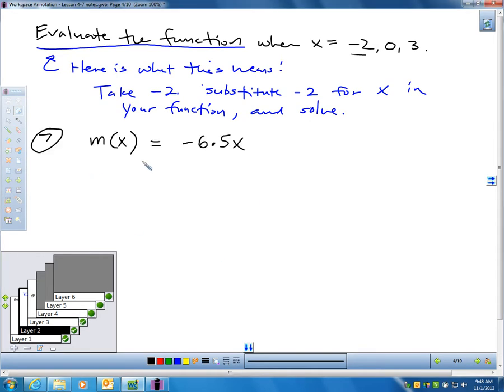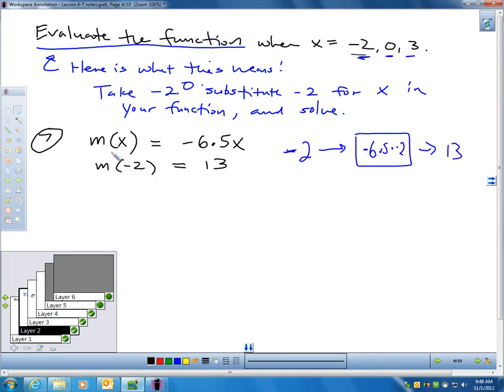So when you look at a question like number 7, where we have m of x equals negative 6.5x, when the directions say to evaluate the function when x is negative 2, 0, and 3, this means to do the following. Take x and replace x with negative 2. So I'm going to take m of negative 2, which means I'm taking negative 2, I'm putting it in the box, I'm taking negative 2 times negative 6.5, and we're outputting 13. So m of negative 2 would equal 13.